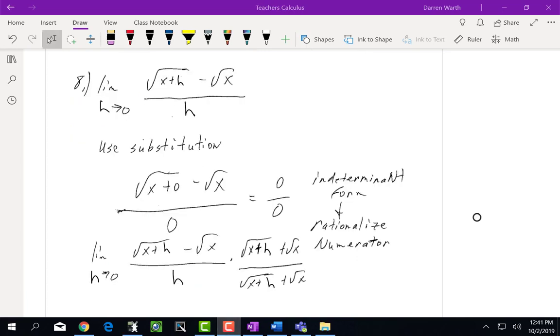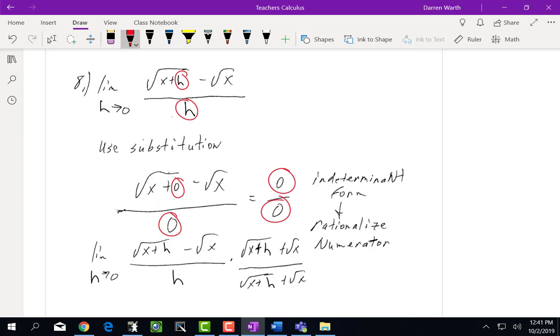Okay, on problem number 8, it says we have the limit as h approaches 0 of the square root of x plus h minus the square root of x, all over h. So first thing we're going to do is use substitution. So when we substitute this problem in, we're going to replace my h right here with 0. So when I do that, I'm going to get the square root of x minus the square root of x is 0. And that's 0 over 0. So that's my indeterminate form.